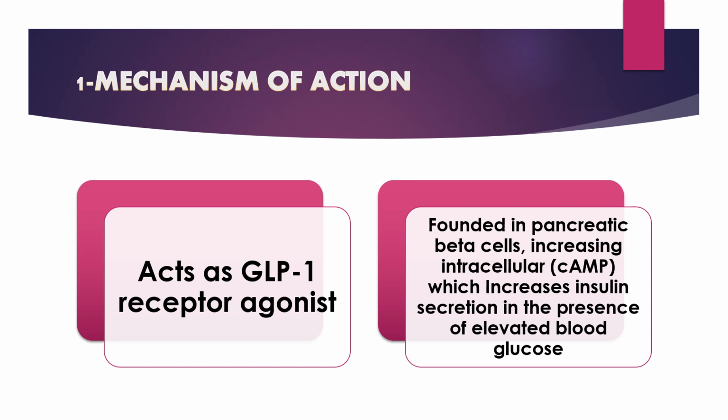Mechanism of action of dulaglutide to achieve glycemic control. In patients with type 2 diabetes, there is impaired insulin response to the native glucagon-like peptide 1 hormone, possibly related to a reduction in postprandial glucagon-like peptide 1 secretion. Dulaglutide acts as glucagon-like peptide 1 receptor agonist. Those receptors are found in pancreatic beta cells. The activation of those receptors increases intracellular cyclic AMP, which increases insulin secretion in the presence of elevated blood glucose levels.